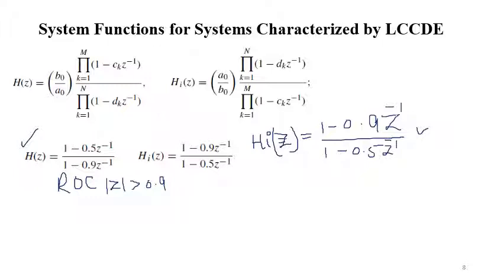But according to the given condition, the ROC of the original system and the ROC of the inverse system must overlap. So in this case we are left with the choice that the ROC for this system will be absolute of Z greater than 0.5, because only then the two ROCs will overlap. So now, knowing the ROC, we can find the impulse response of the inverse system.